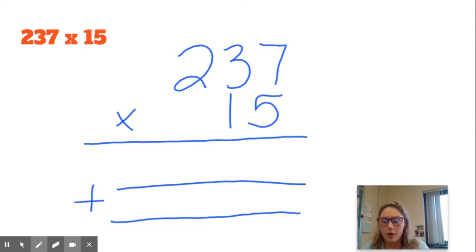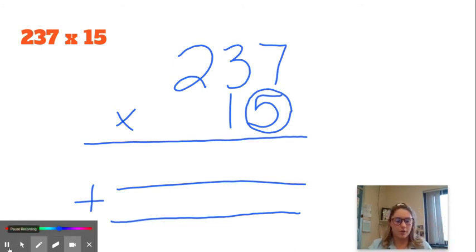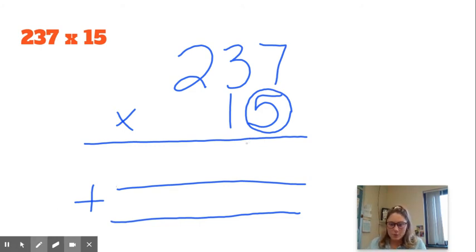All right, so we're going to start by multiplying everything by this 5. So you're going to multiply 5 times 7, 5 times 3, and 5 times 2. Go ahead and find your first partial product. When you got your first partial product, you multiplied everything out by 5. And so 5 times 7 we know is 35. What number are we going to carry over? We're going to put our 5 here. We're going to carry over our 3.